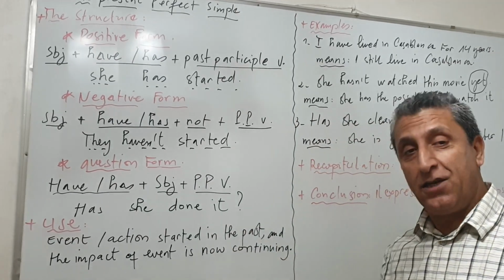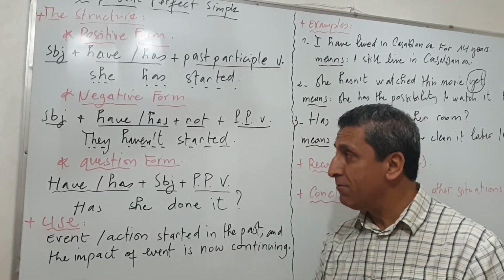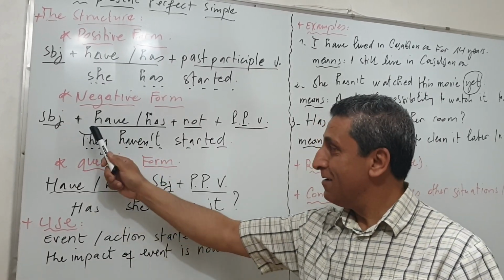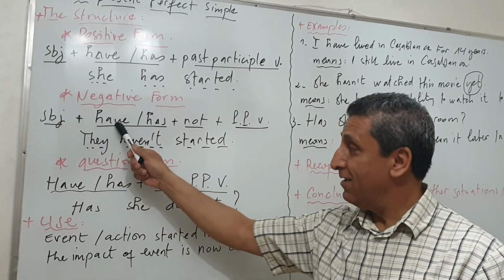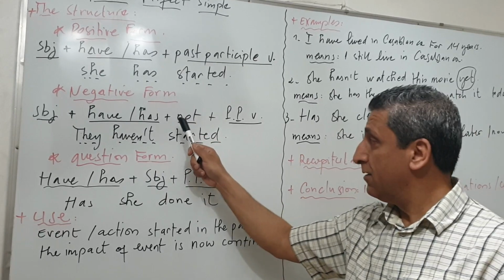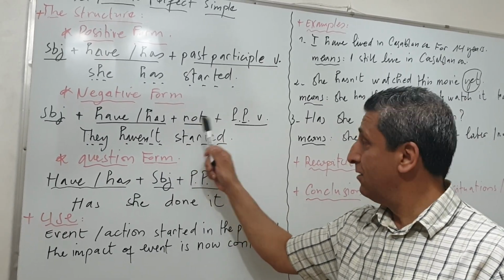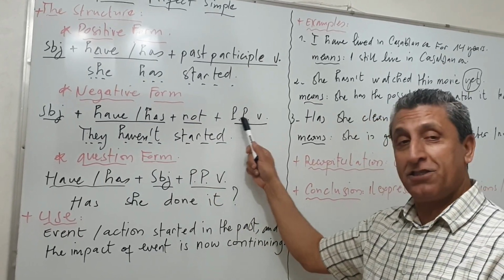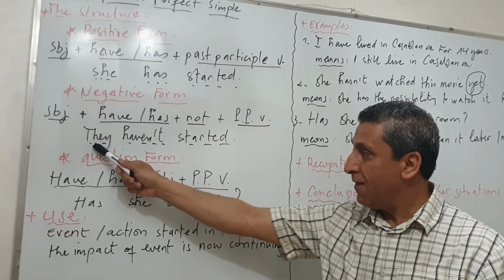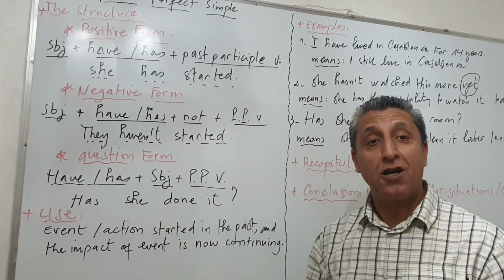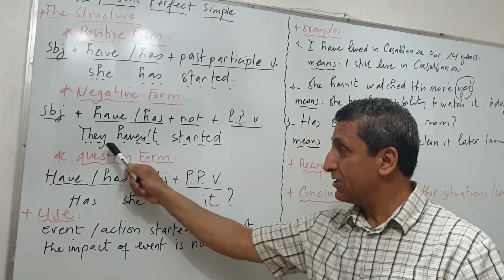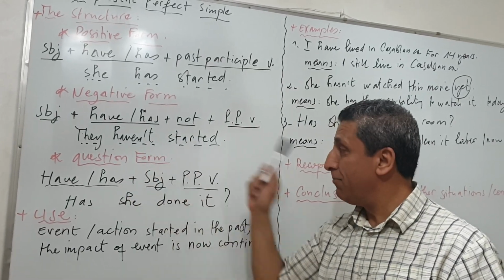Now, the negative form. The structure is as follows. Subject plus verb to have, has, plus the negative word, not, plus the past participle of the main verb. They haven't started. Subject, have, plus not, plus started.